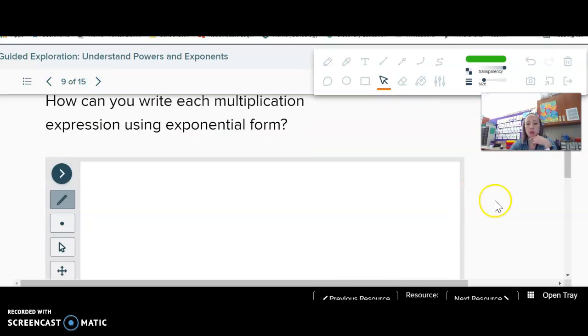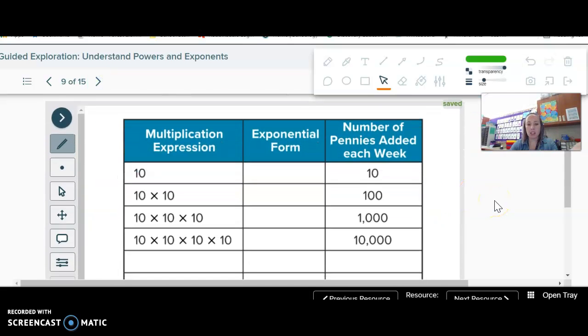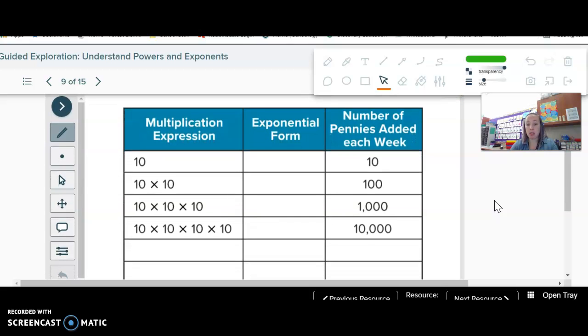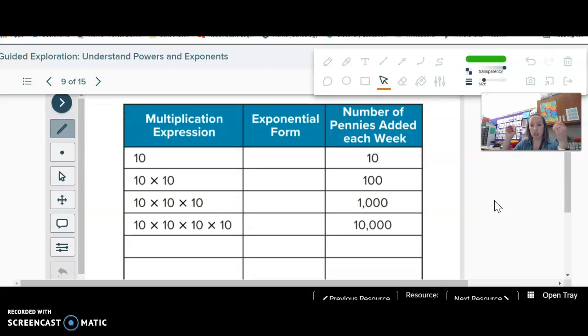So I'm going to have you add another column. They added it in the middle. Go ahead and add it just to the right of the one I did. You can just write exponential form at the top. You don't have to draw the lines.